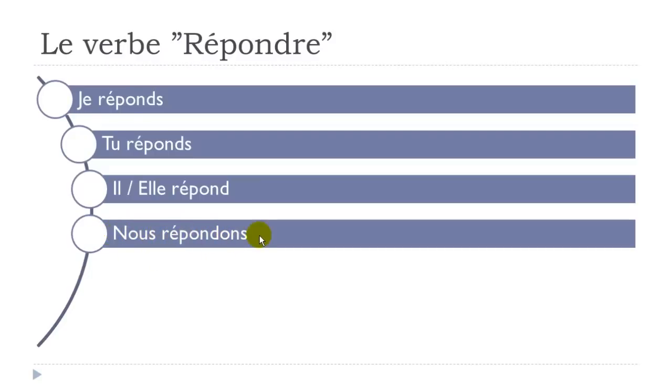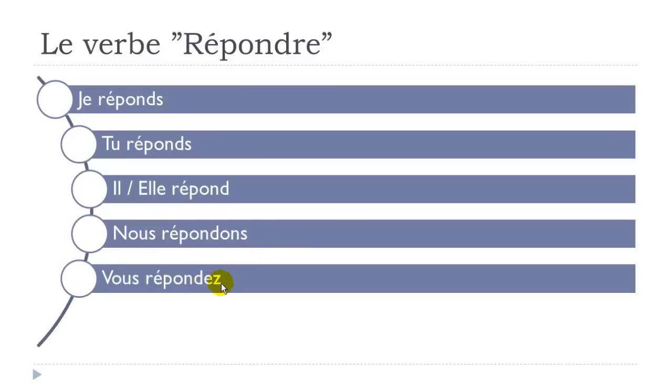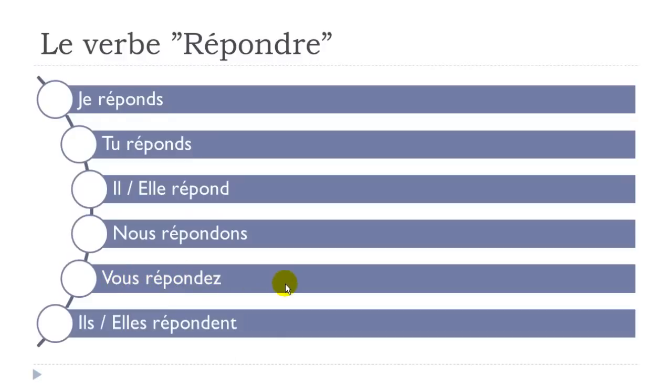Nous répondons. And then classic ending for vous as well, EZ. Remember, you combine these two letters, you get the sound E. So, répondez. Vous répondez. And then the last persons here, ils répondent. Same thing here, classic ending, E-N-T, but then you don't pronounce it. Répondent. Ils répondent. Elles répondent. So let's see all the forms one more time. Je réponds, tu réponds, il répond, elle répond, nous répondons, vous répondez, ils répondent, elles répondent. All right?